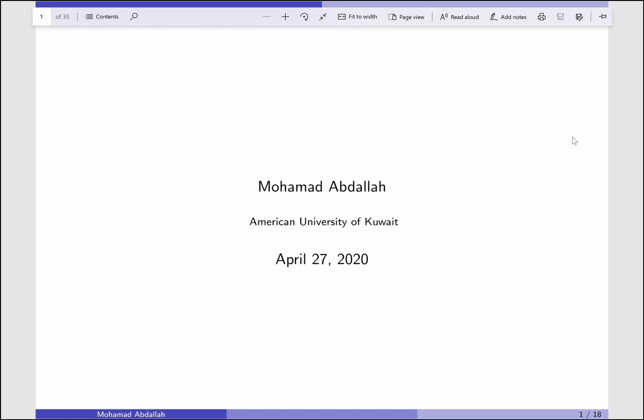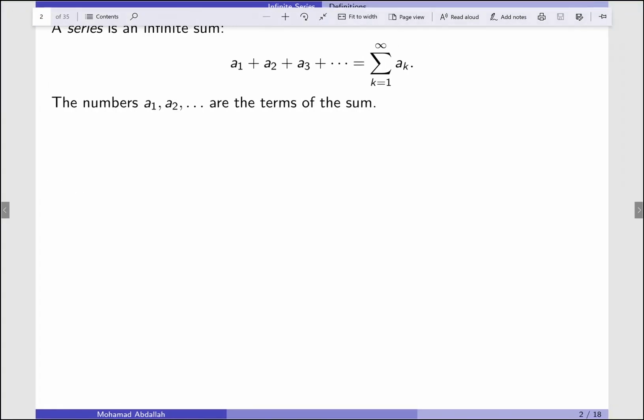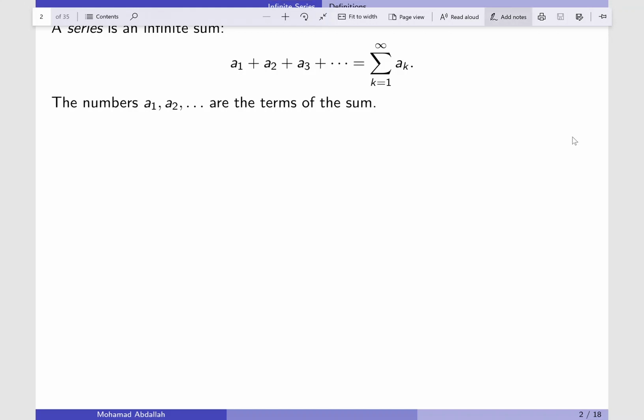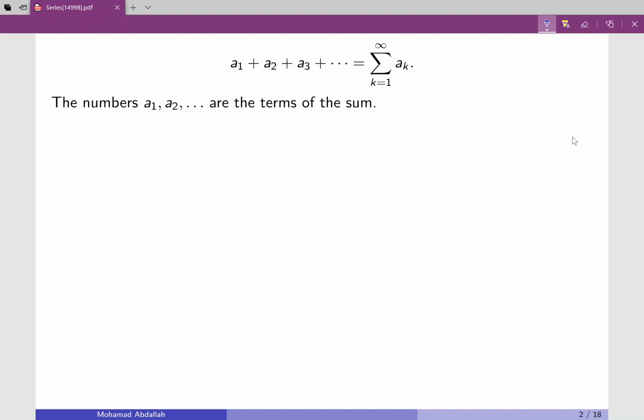So our next topic is series, infinite series. Now a series is an infinite sum of the form a1 plus a2 plus a3 plus indefinitely. We use the summation notation that we have seen before when we talked about the Riemann sum. So we've seen this summation, but here the summation is to infinity. So it's an infinite sum. And a1, a2, a3 represent terms of some sequence.